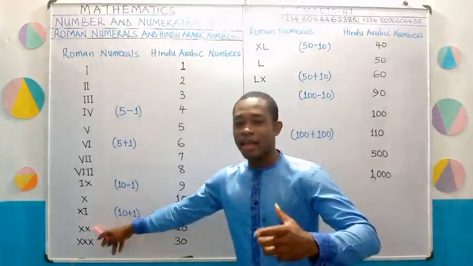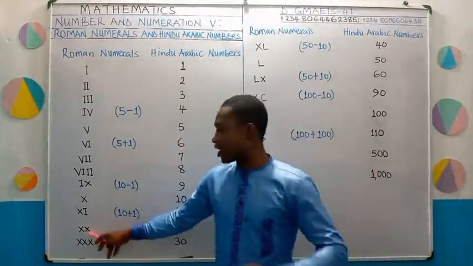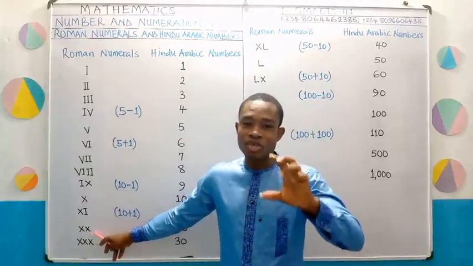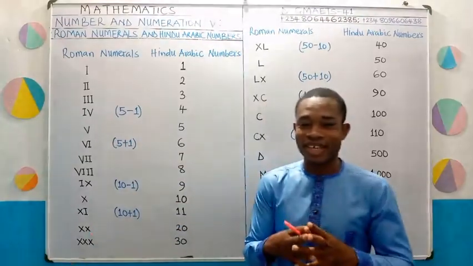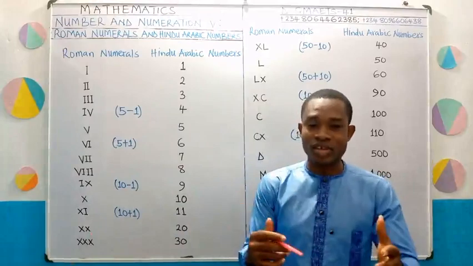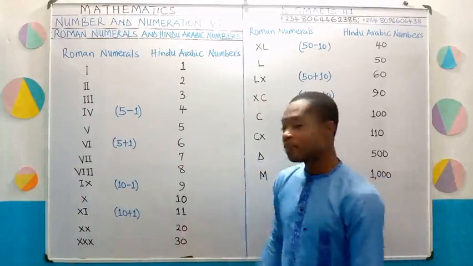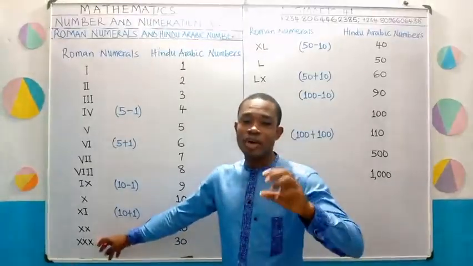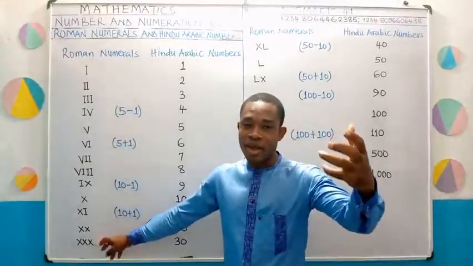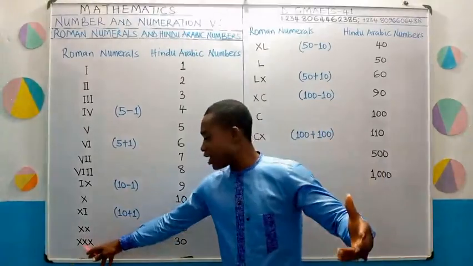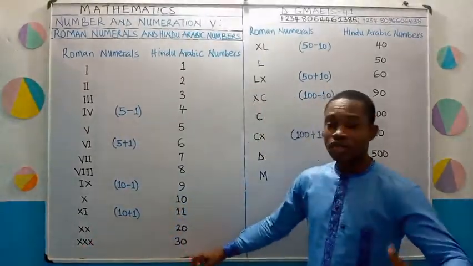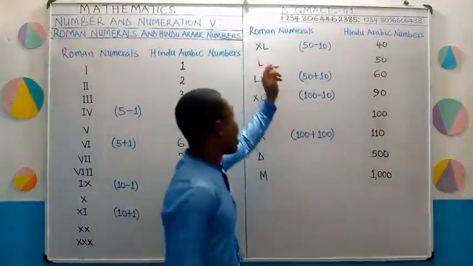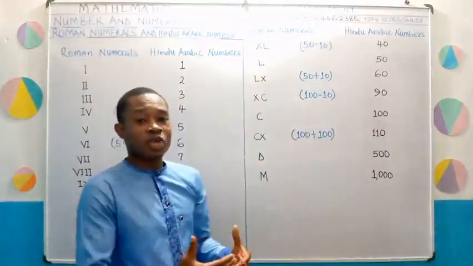Then XX is 20. This XX is a combination of the same numeral. So you add both of them together. X plus X will be 10 plus 10, which is 20. To get 30, you combine 3 X's, alright? So it's going to be X, X, X, giving us what? 30. You move on again, XL, of course you have to do subtraction there.